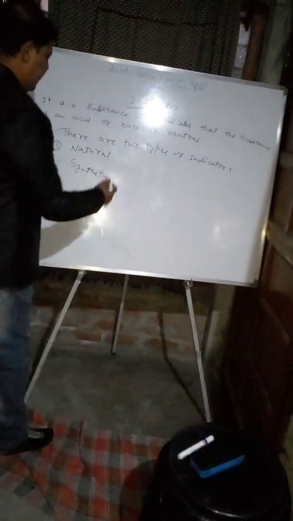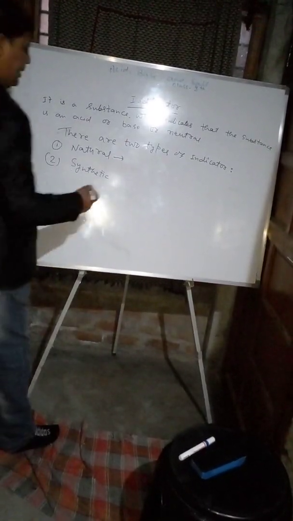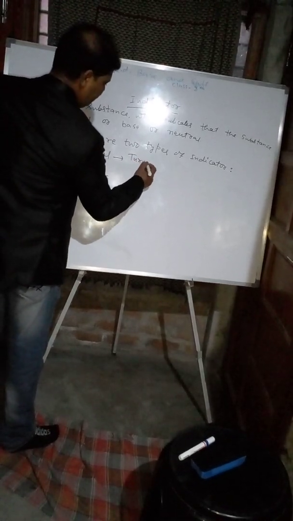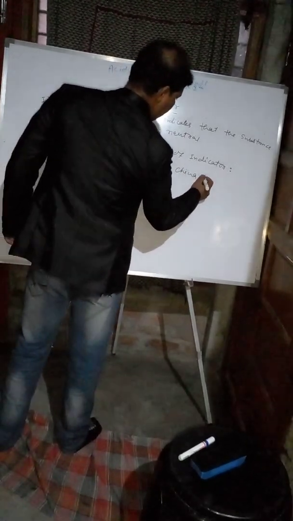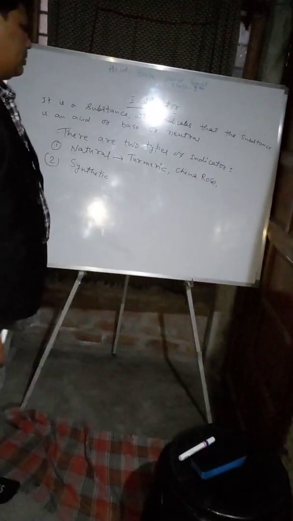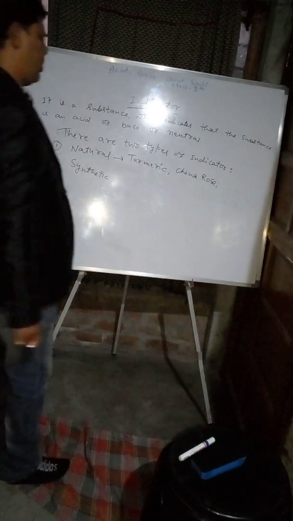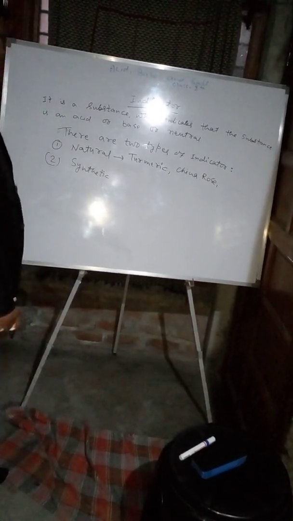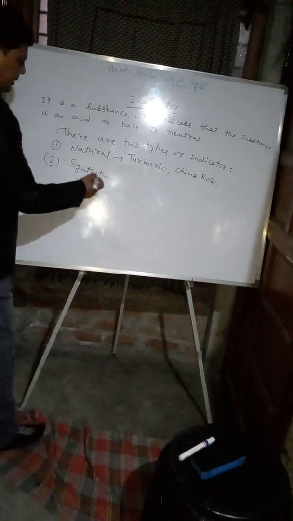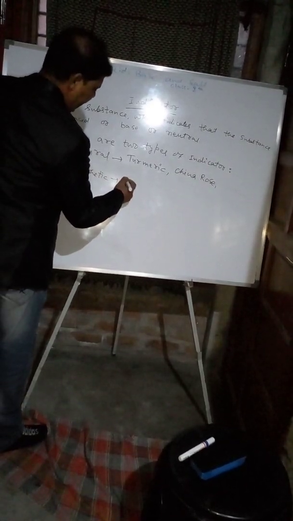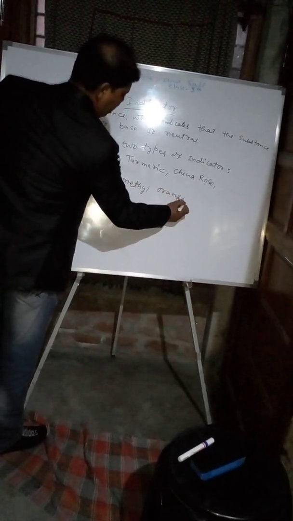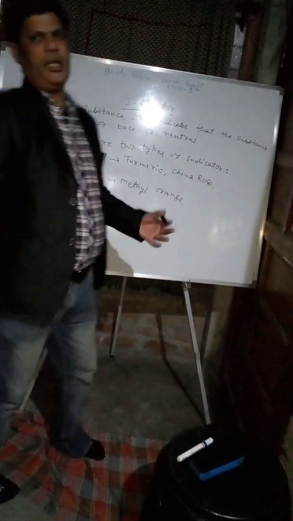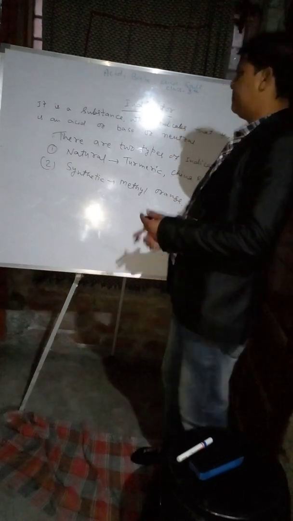So think about the natural indicator. Natural indicator is turmeric, China rose, hibiscus, lichen, etc. And synthetic: methyl orange, phenolphthalein, etc.